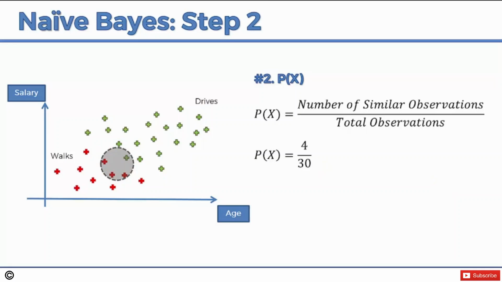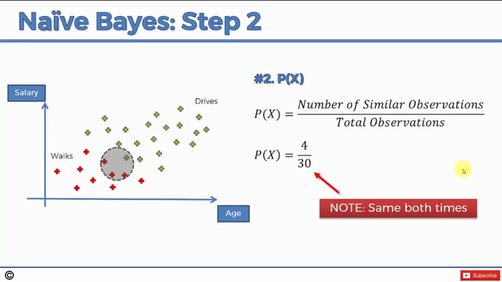And the interesting thing here is that this result is the same both times. So this is in step 2. In step 1, where we were calculating the probability for people who walk to work, it was the same. So basically P of X doesn't change whether you're calculating it in step 1, where we were calculating the probability that the person with these features is a person who walks to work, or if you're calculating in the step 2 scenario, where you're calculating if that person with these features is a person who drives to work. And therefore it's the same both times.